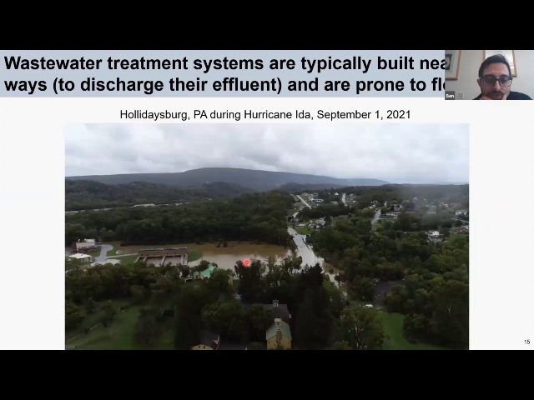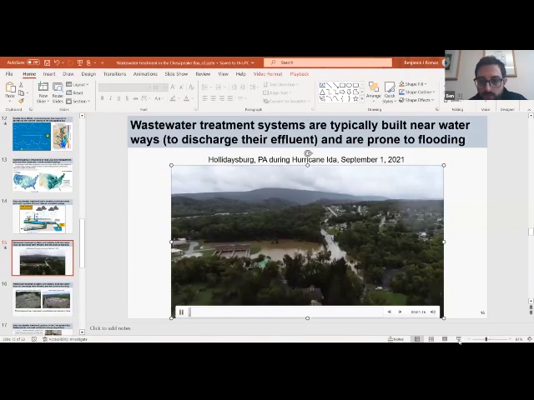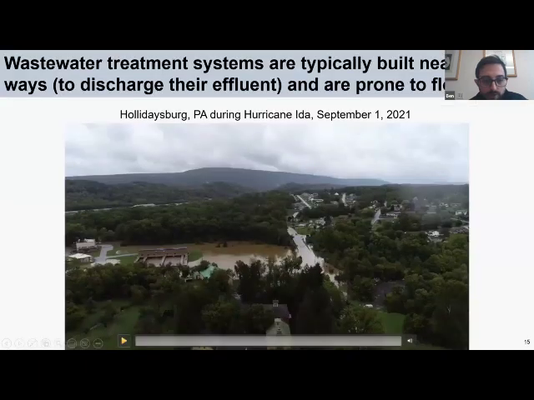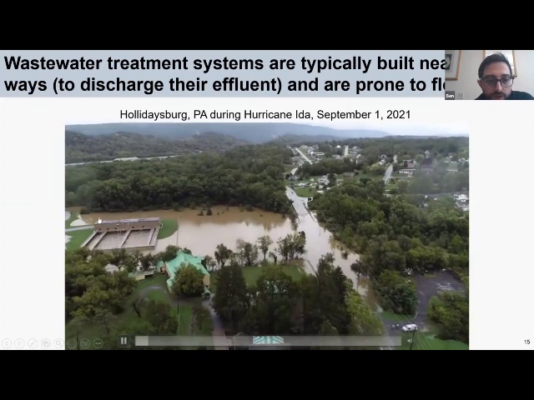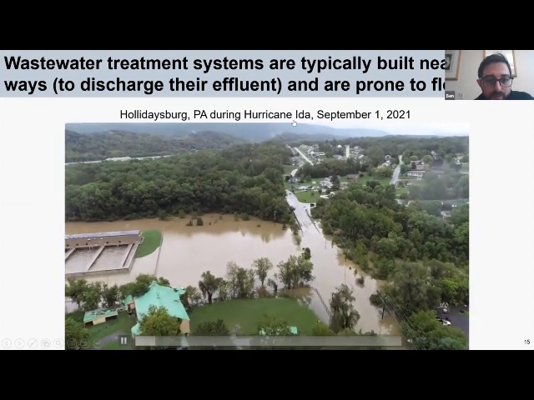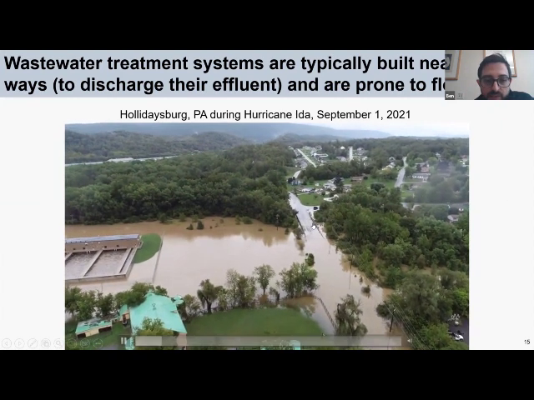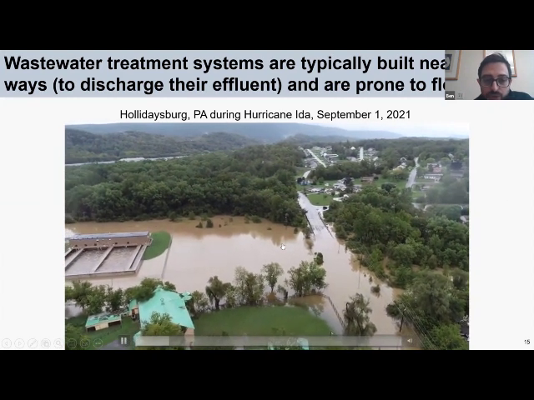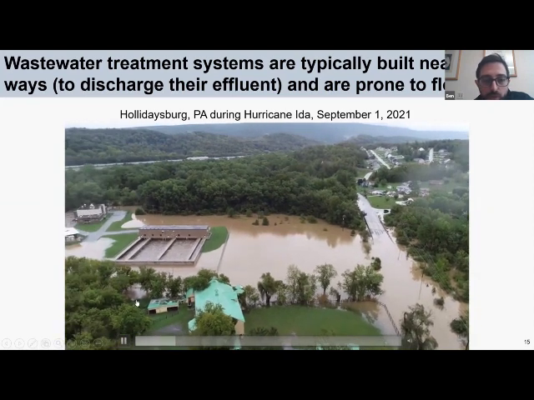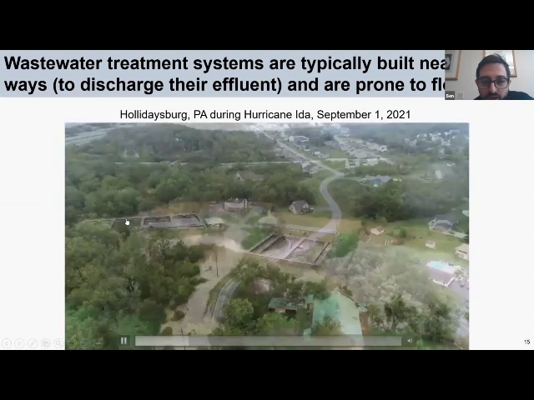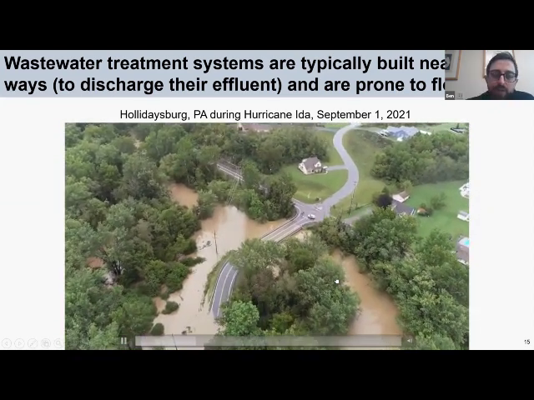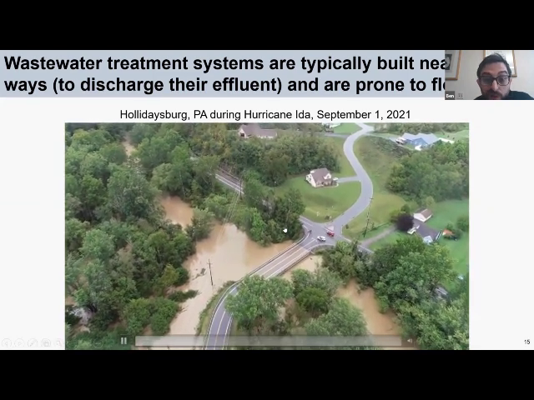So this is just a video from Hollidaysburg, which is very close to St. Francis. Here is their wastewater treatment plant during Hurricane Ida in September 2021. You can see the stream that they discharge into has just engulfed the entire wastewater treatment plant. And you can imagine this water is carrying raw wastewater with it down the stream. So it's pretty gross.